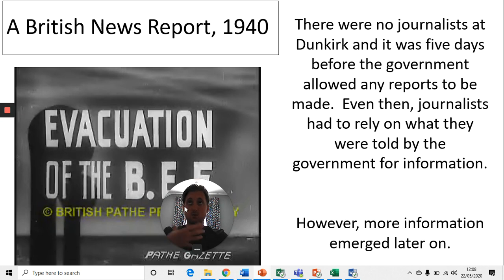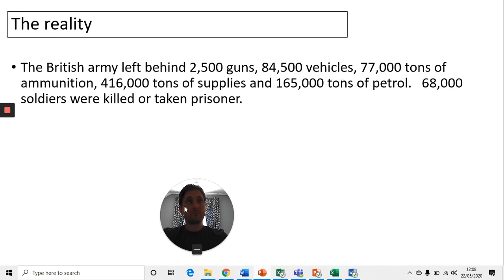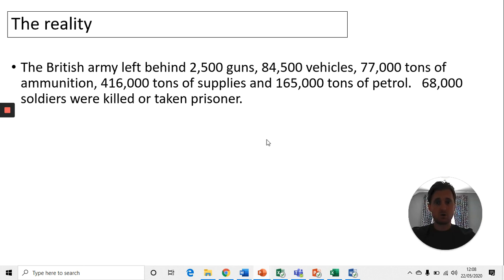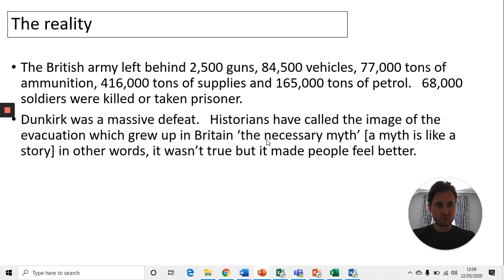It's not until later that more information emerged of what actually happened at Dunkirk, because the reality of it wasn't great. And this is where you can make your judgment on whether it's a success, because yes, they did save hundreds of thousands of troops, but ultimately the British Army left behind thousands of guns and vehicles, and 68,000 soldiers were taken prisoner. And actually, really, it was a massive defeat.